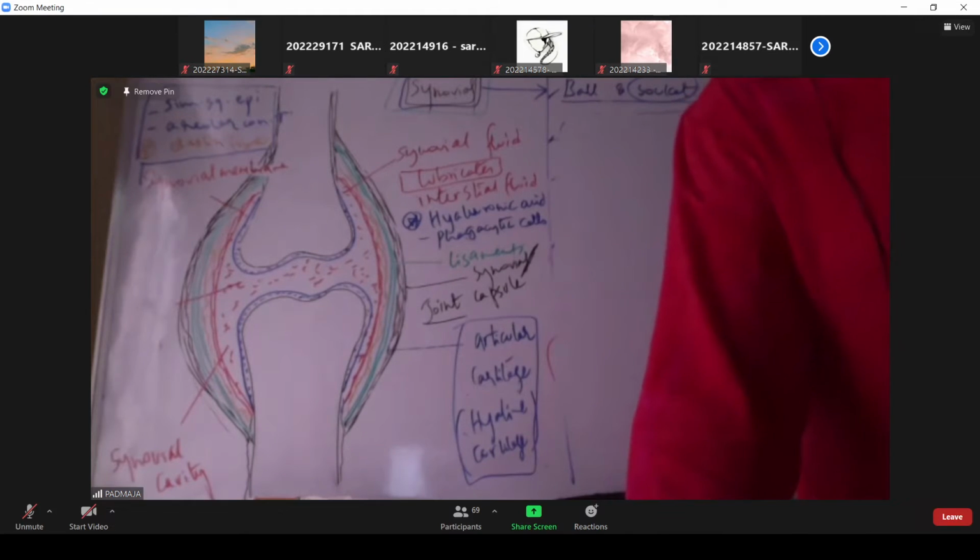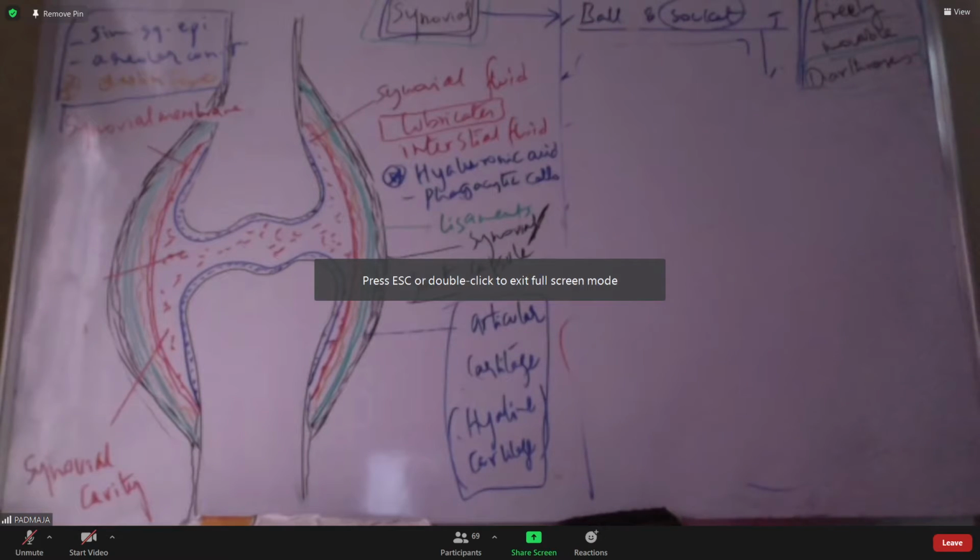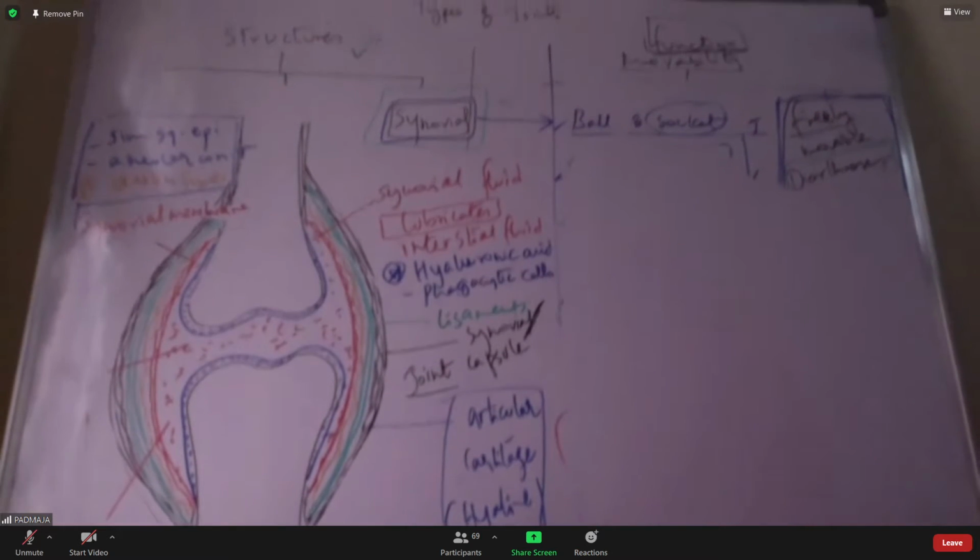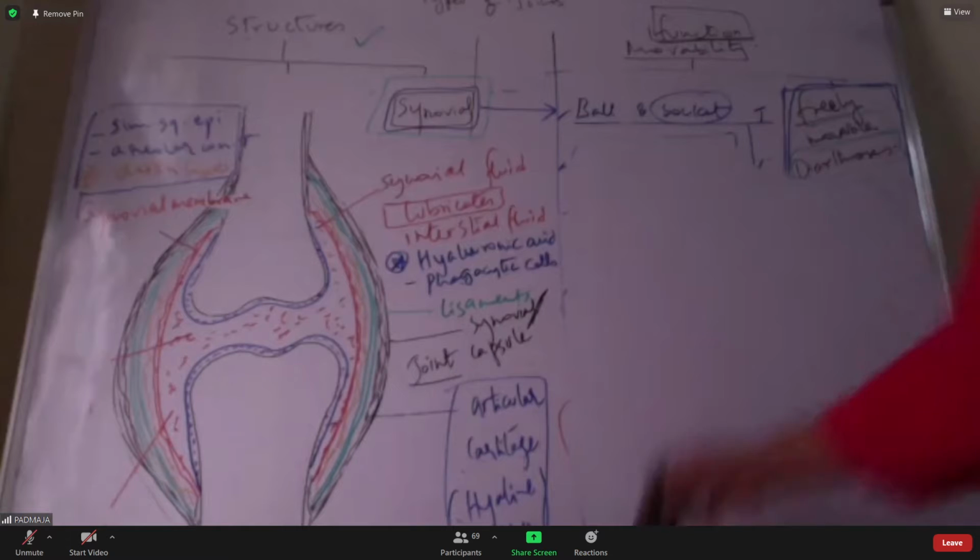Only 69, what happened? So yesterday we were doing types of joints, isn't it?